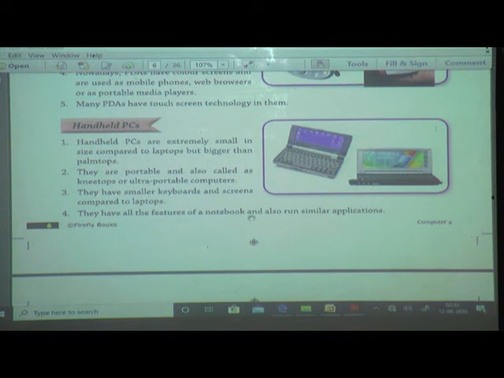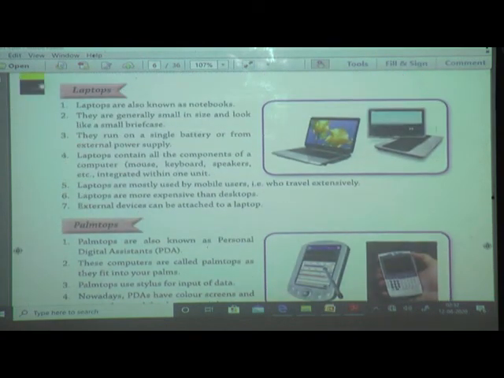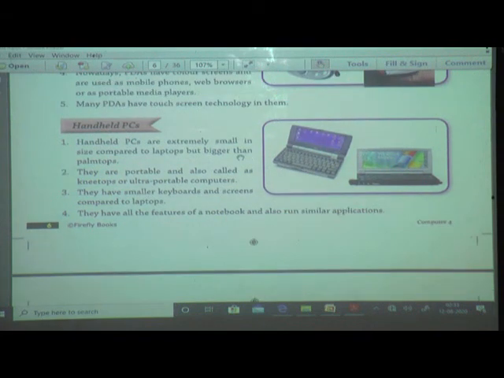Notebook means what? Not our real notebook, not our writing notebook. They have all the features of a notebook and also run similar applications. Here notebook means what? Yes, good. Laptop. A laptop is also known as a notebook. Means a handheld PC has the same features as a notebook and also runs similar applications, like how a laptop runs, the same way a handheld PC also runs.